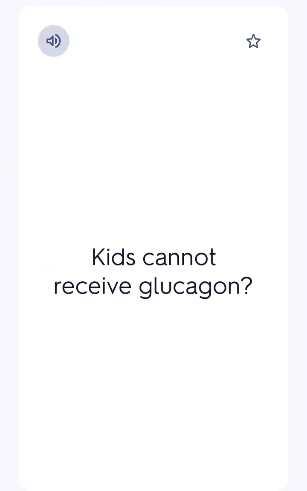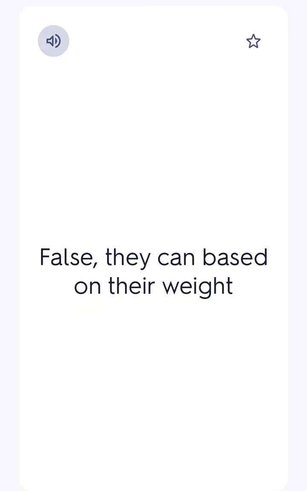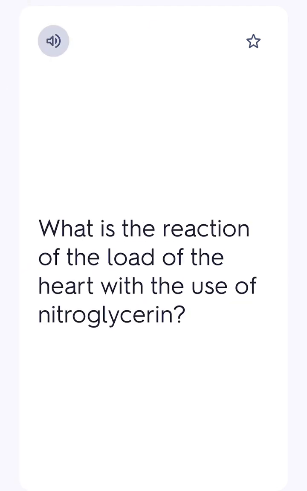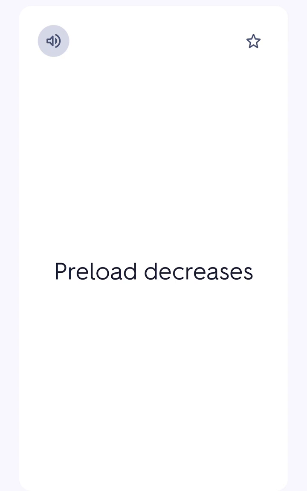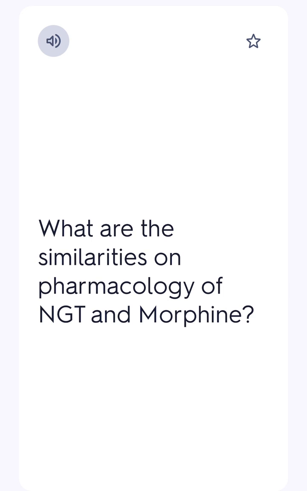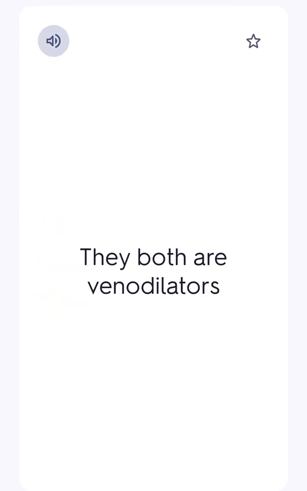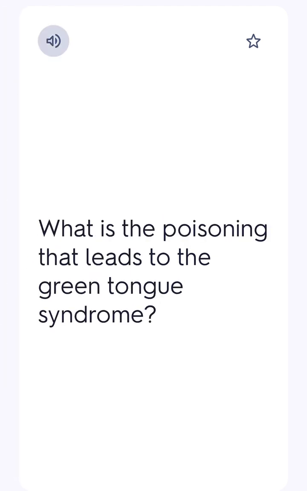Kids cannot receive glucagon? False, they can based on their weight. What is the reaction of the load of the heart with the use of nitroglycerin? Preload decreases. What are the similarities in pharmacology of NGT and morphine? They both are vasodilators. What is the poisoning that leads to the green tongue syndrome?